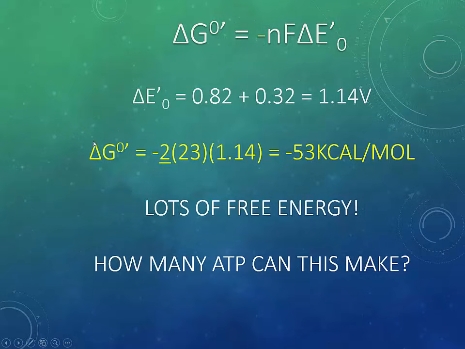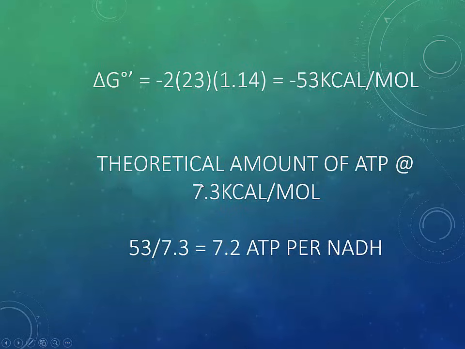So we have our delta G naught prime is equal to negative 2, that's the number of electrons that were transferred, times our Faraday constant, 23, times our delta E of 1.14. This gives you negative 53 kcals per mole of energy. How much ATP can that make? Well, theoretically, we would use a value of ATP based on hydrolysis of 7.3 kcals per mole. So 53 divided by 7.3, theoretically, would be 7.82 ATP per NADH.